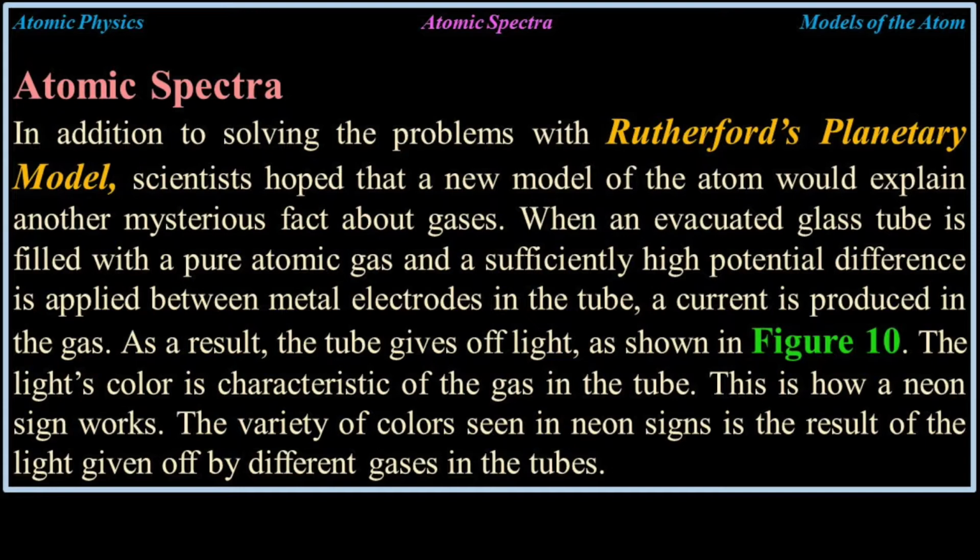When an evacuated glass tube is filled with a pure atomic gas and a sufficiently high potential difference is applied between metal electrodes in the tube, a current is produced in the gas. As a result, the tube gives off light, as shown in Figure 10. The light's color is characteristic of the gas in the tube. This is how neon signs work. The variety of colors seen in neon signs is the result of the light given off by different gases in the tubes.